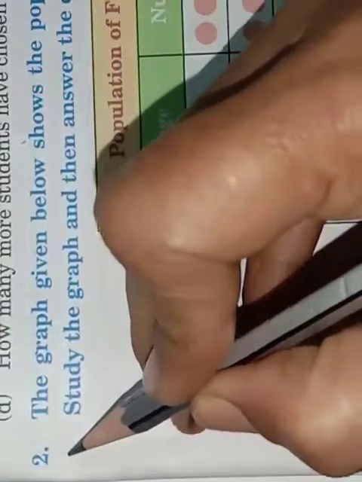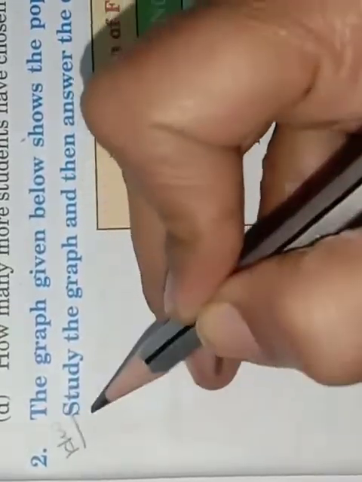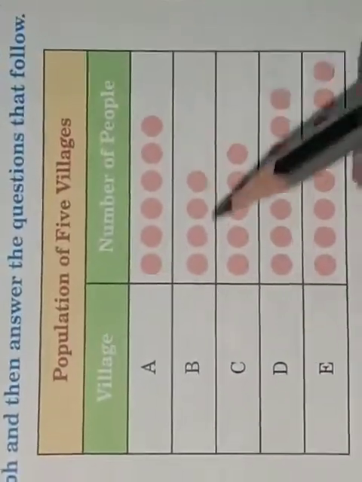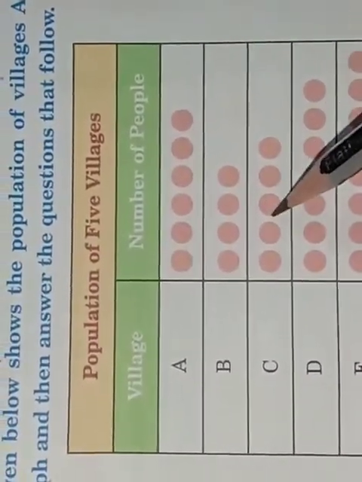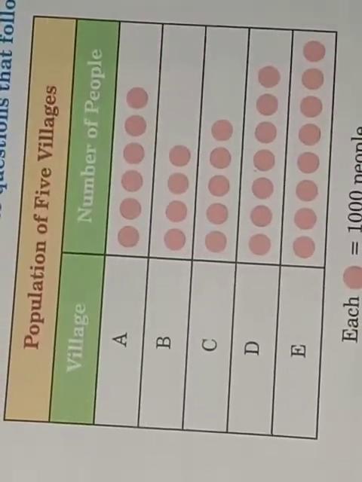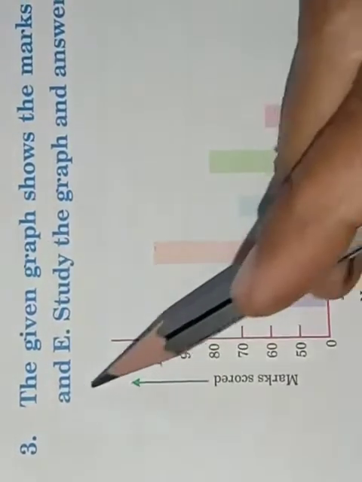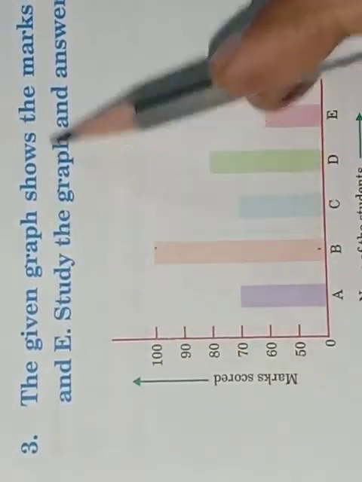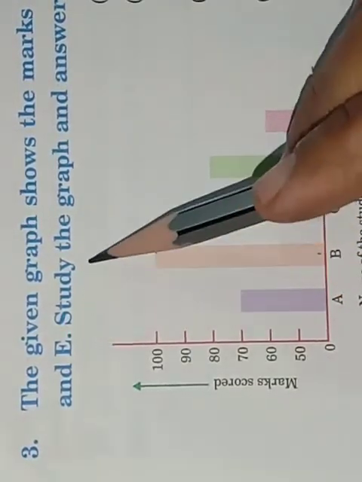Question number 2 is your homework. Do it yourself. Okay. This is also a pictograph. You have to see it carefully and answer these questions. Okay. Now move to question number 3. The given graph shows the marks scored in science by students A, B, C, D and E. Study the graph and answer the following questions. So, we study it carefully, then answer the following questions.